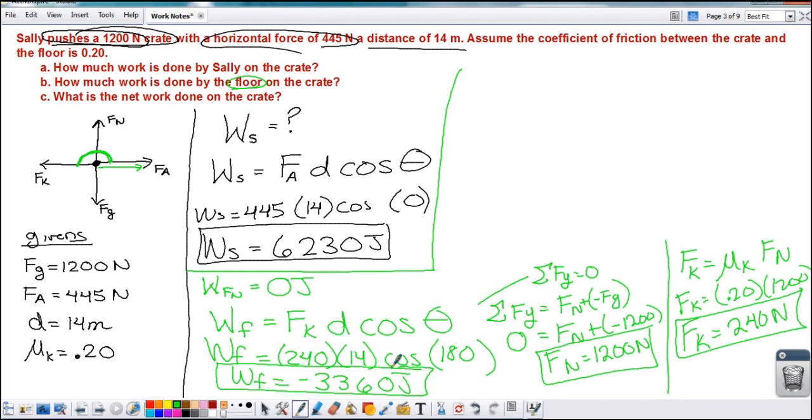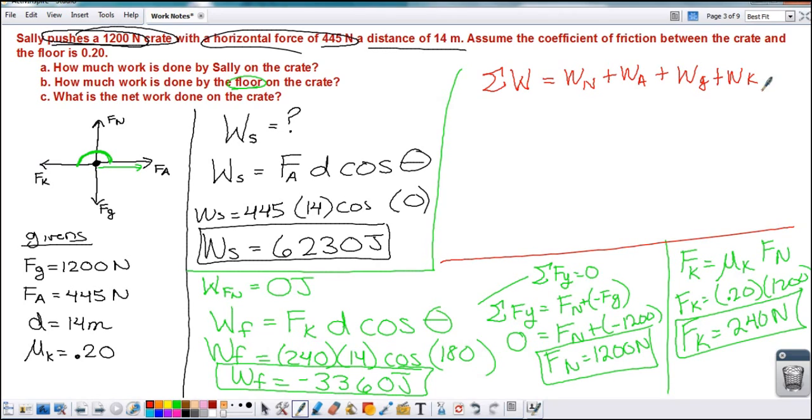Now part C asks us, what is the net work done on the crate? Okay, well part C, the net work. That means I need to add up all the work done by each force. So the work done by the normal force, the work done by the applied force, which was Sally, the work done by the gravitational force, and the work done by the kinetic friction. Well, the work that was done by the normal force and the gravitational force are both zero because they are perpendicular to the direction of movement.